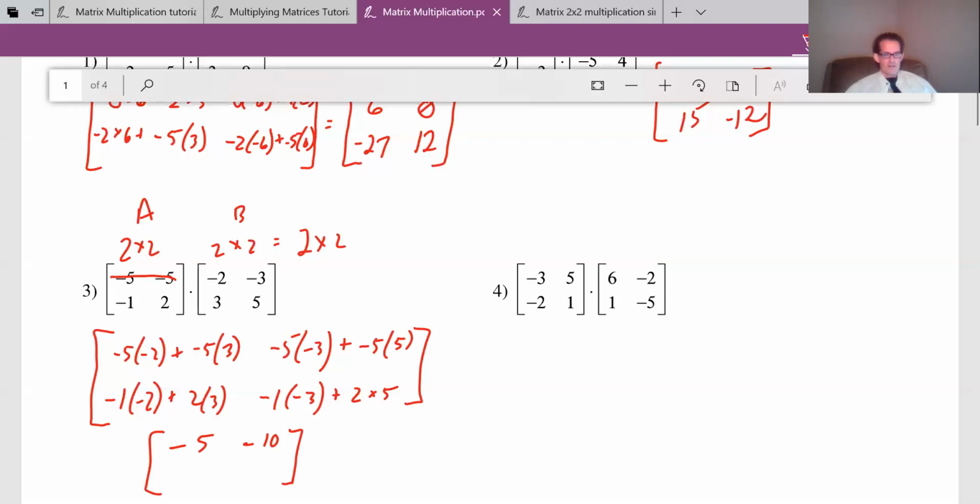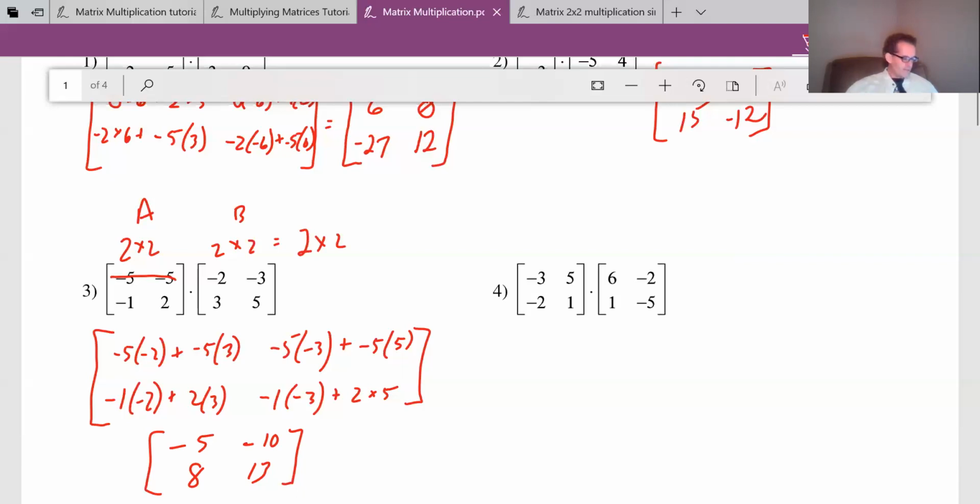It's going to go right here. So I have negative 1 times negative 2, that's positive 2, plus 6. So positive 2 plus 6 is going to be 8 for that number. Then this number, negative 1 times negative 3, that's going to be positive 3, and 2 times 5 is 10. So positive 3 plus 10 is going to be 13 right there.